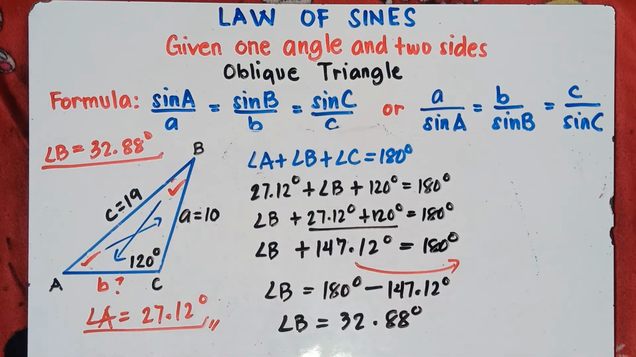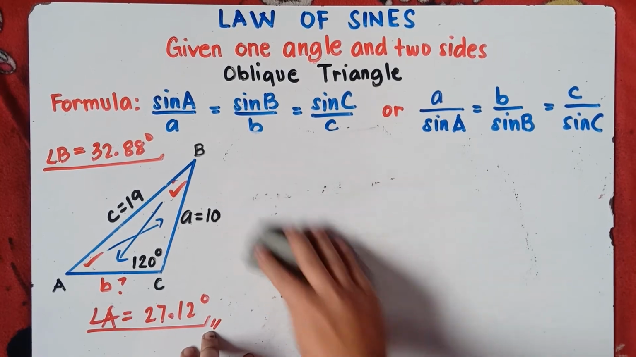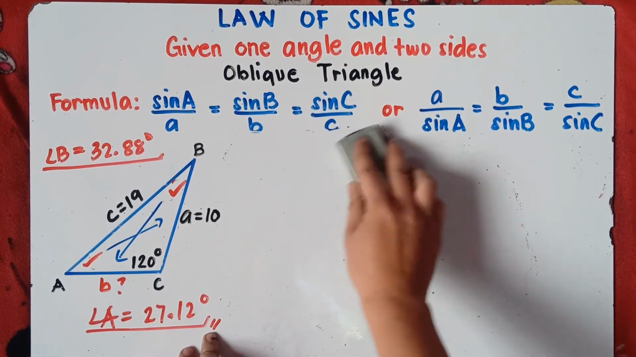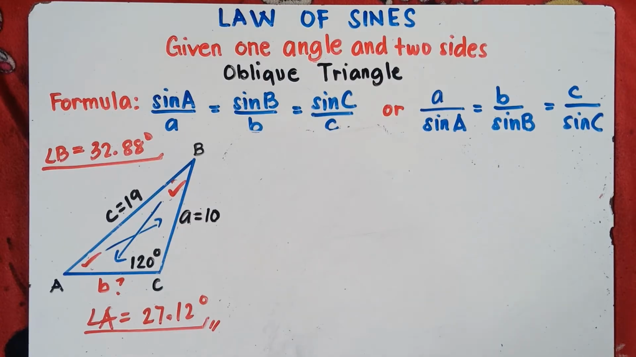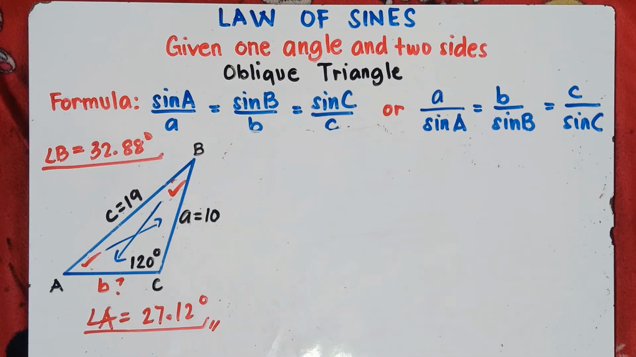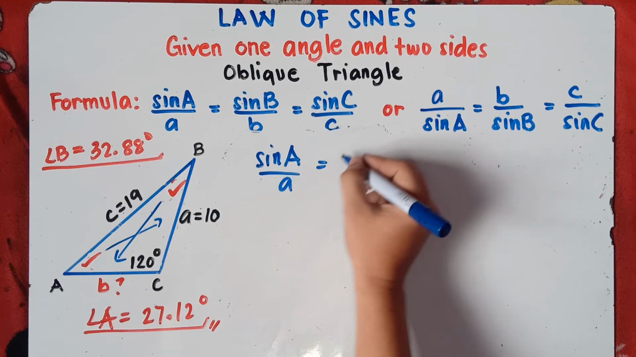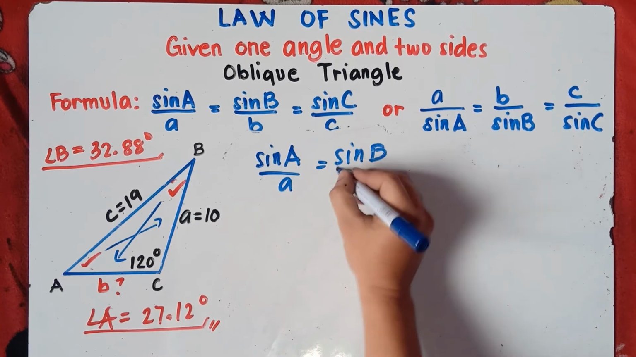Alright, and last one, class, we're told to find side B. So let's find side B. Let's check if we can use this one to find side B. Sine A over A equals sine B over B.